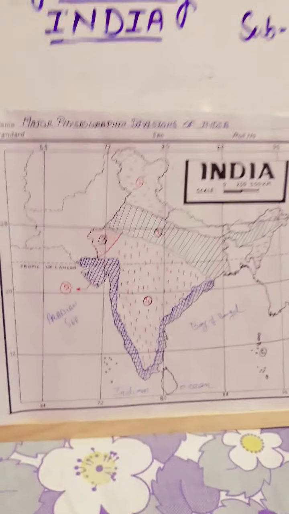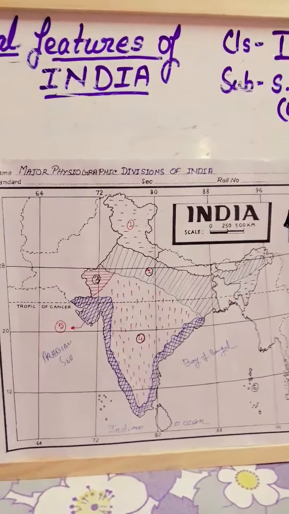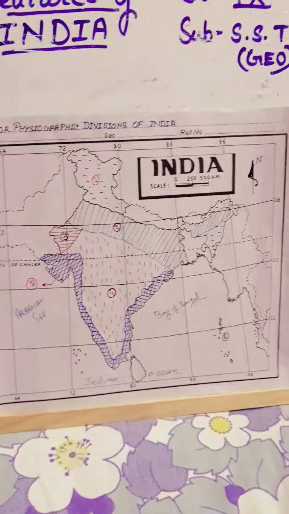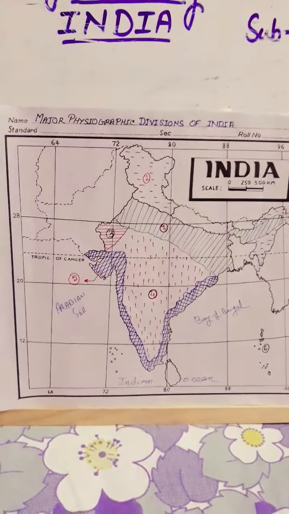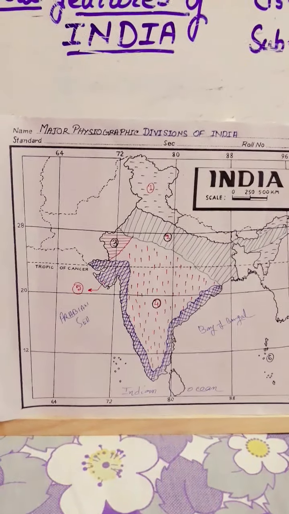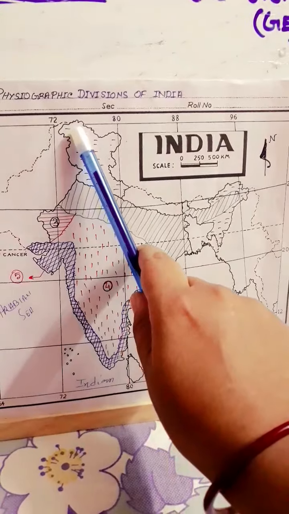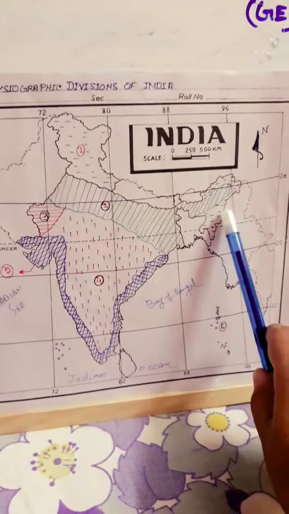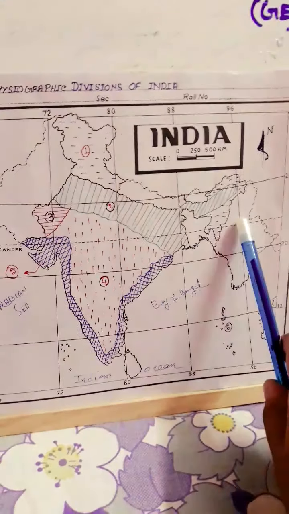Understand? So these are the main physiographic divisions of India. Now we have to discuss each and every physiographic division one by one. At first we will discuss the Himalayan Mountains. I have already told that the Himalaya is a young and structurally fold mountain, and it is stretched from the western portion to the eastern portion, from the Indus to the Brahmaputra.